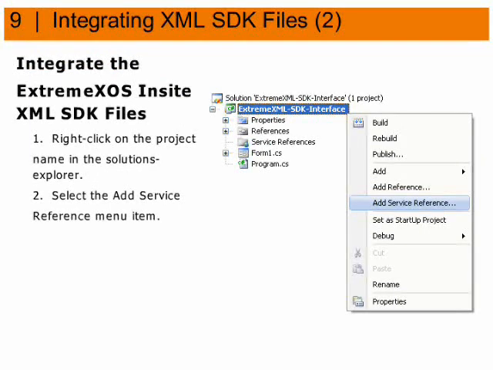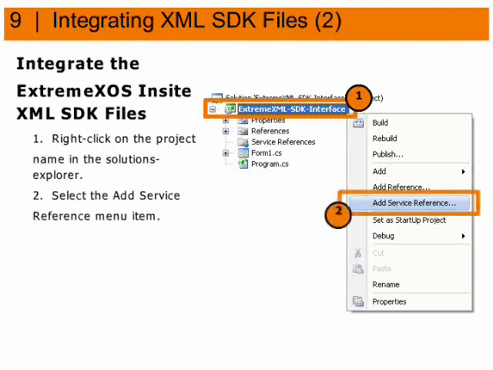I'm not going to provide you with instructions on how to start the C# IDE. I'm also not going to tell you how to create a new project or open an existing project. I'm assuming you know how to accomplish these tasks. Instead, I'll focus on describing how to integrate the ExtremeXOS InSite XML SDK into your project. Step 1. Right-click on the project name in the Solution Explorer window. If you don't see the Solution Explorer window, click on the View menu and select the Solution Explorer menu item. Step 2. Select the Add Service Reference menu item.